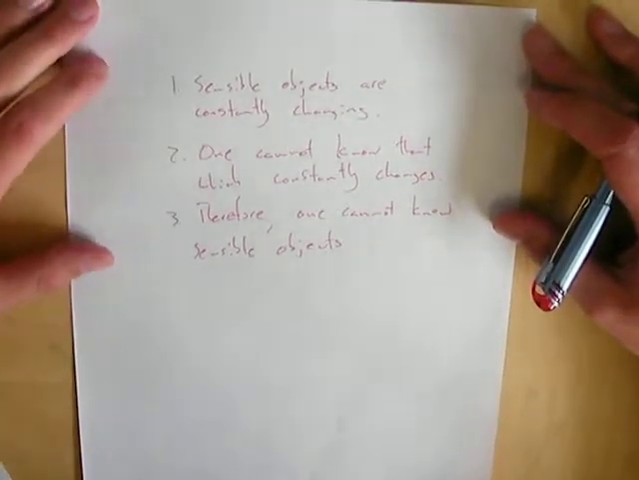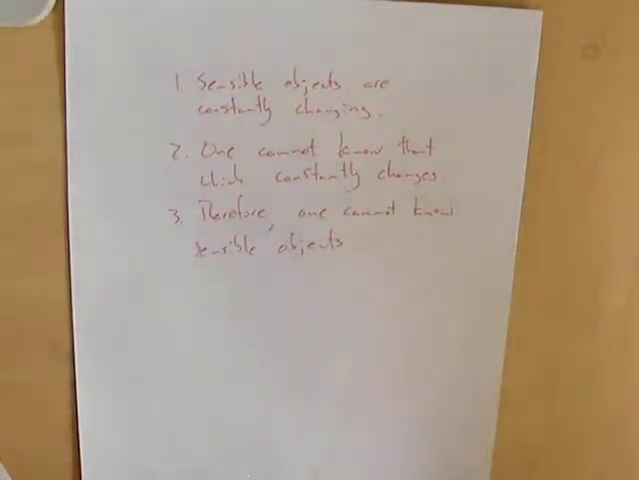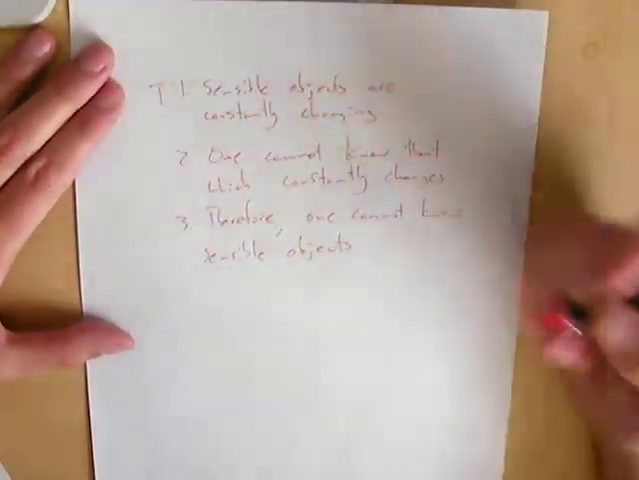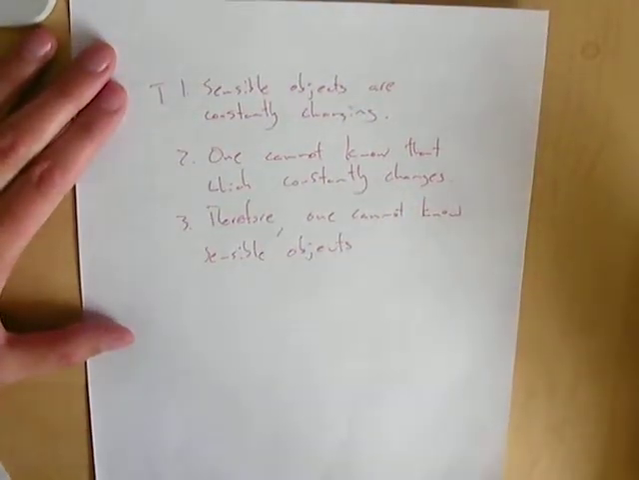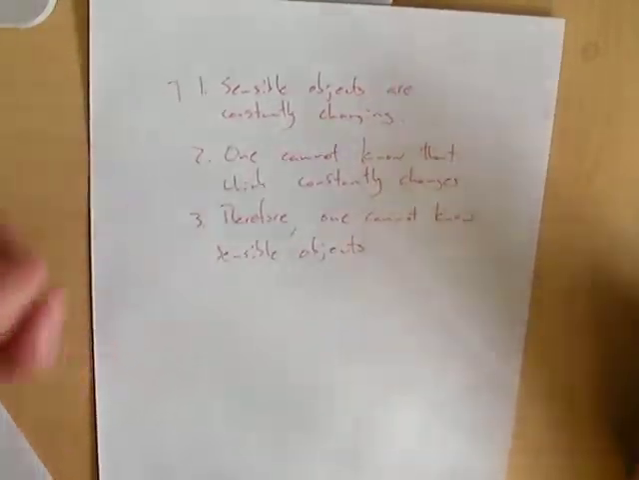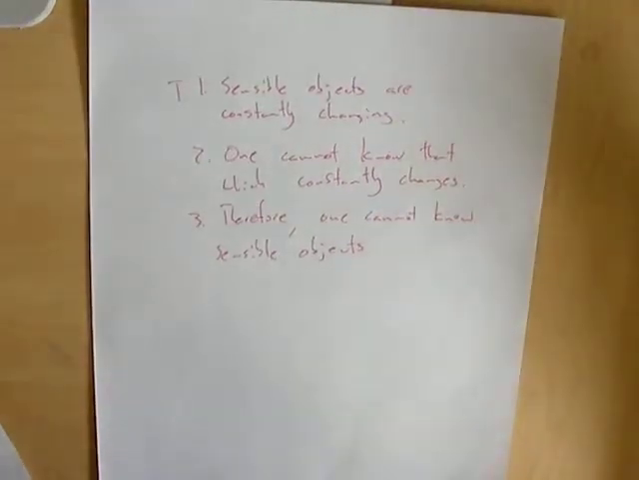Premise one: sensible objects are constantly changing. If we consider an extended time scale, that seems to be objectively true, I think. So I'll go ahead and assume that you're on board with me. How could you disagree? Premise one is true. And then there's that second premise: one cannot know that which constantly changes. If a particular object is different each and every moment, then how could you come to know it?